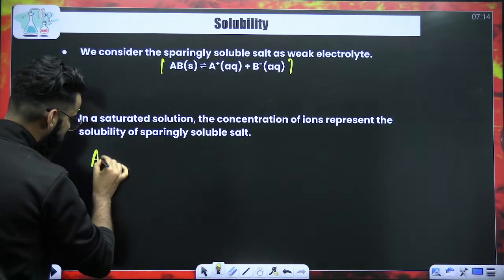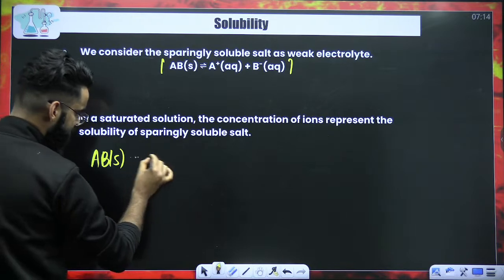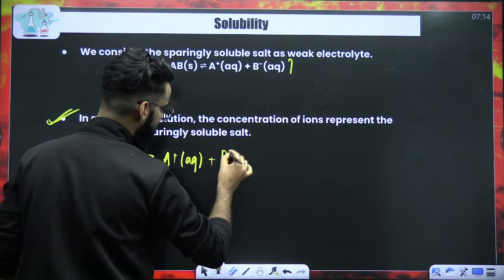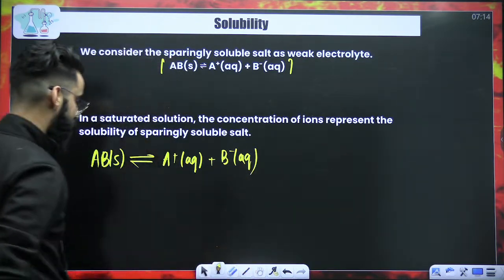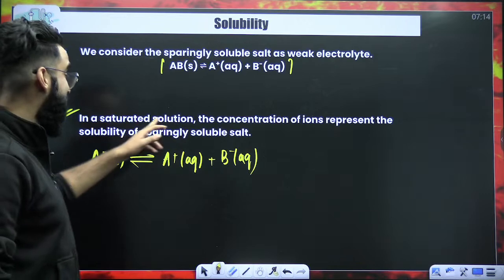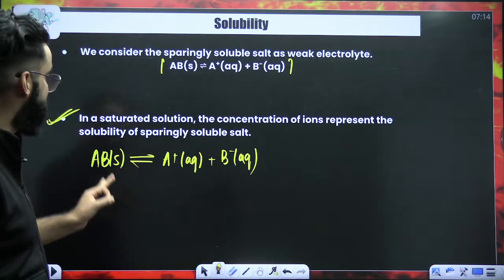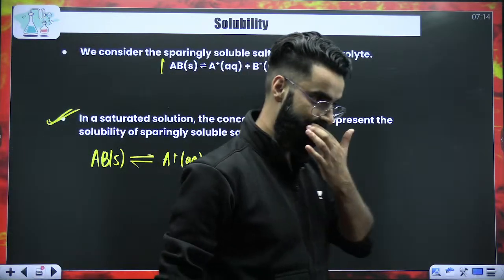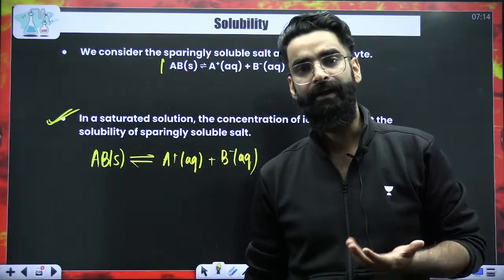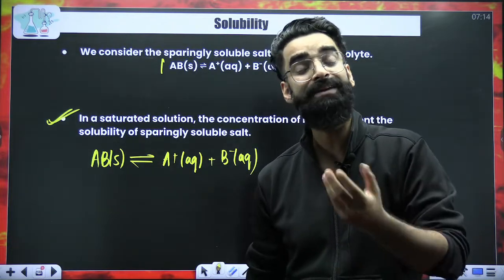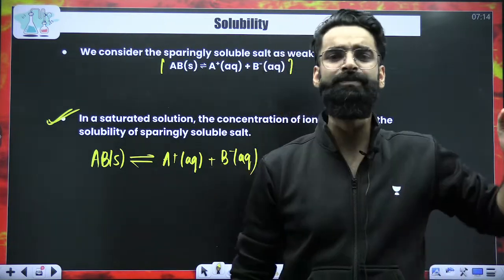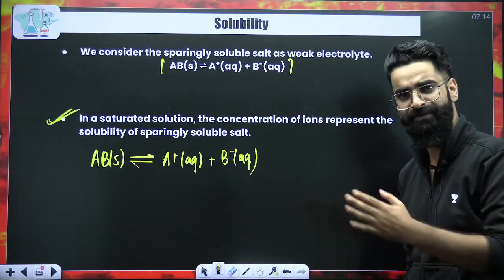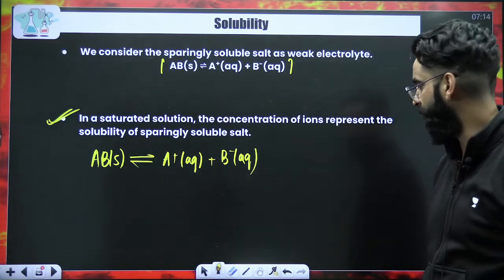For example, you have got a salt AB. This is A positive aqueous, and this is, for example, B negative aqueous. Try to understand exactly what I'm going to say. In the saturated solution, the concentration of ions represents the solubility of a sparingly soluble salt. First of all, what is a saturated solution? A saturated solution is the one in which more salt cannot be dissolved, because all the spaces between the water molecules would be occupied, right? That is the saturated solution in which all the spaces between the water molecules are covered.